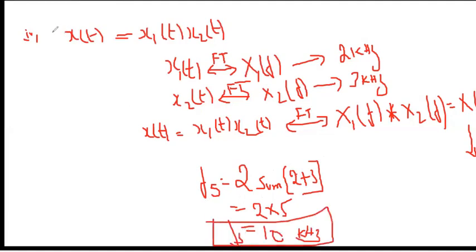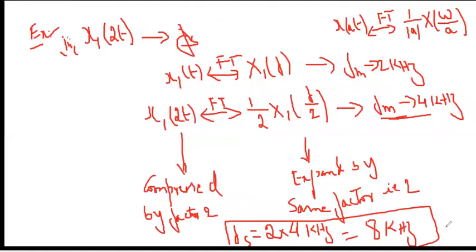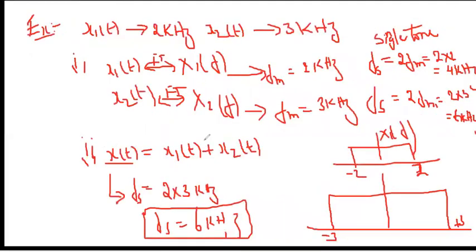Okay, for x of t having the product of x1 of t and x2 of t. If it is an addition, we take the maximum frequency component. But if it is a product, it means the sum of the frequency components. For the sum of x1 of t and x2 of t, whatever the maximum frequency is, you multiply by 2 to get the sampling frequency for x of t.